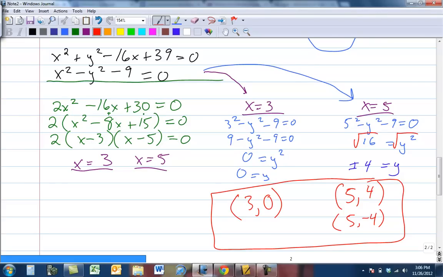Now, one way you could check your answers is once you've solved it algebraically, go ahead and graph it. Get y by itself and graph each one. It should look like a circle, and the hyperbola should intersect it 3 times.